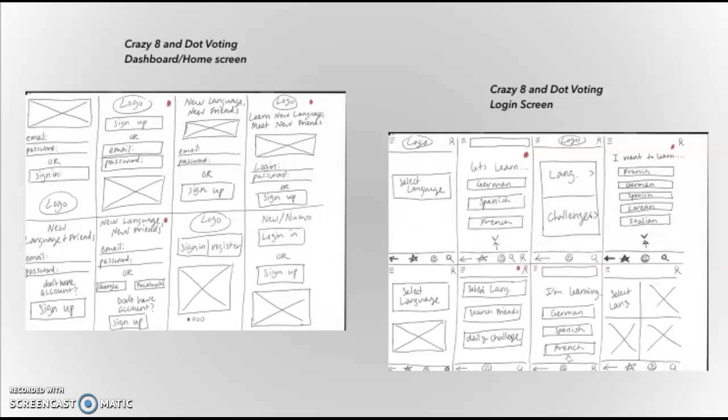Here you can see some of the first sketches for the app. The first one is 8 sketches of the dashboard, or home screen. The second one is 8 sketches of the login screen. The dot voting helped to narrow down the best decisions to move forward and how to move forward. Both exercises were super helpful to me in the early stages of design.